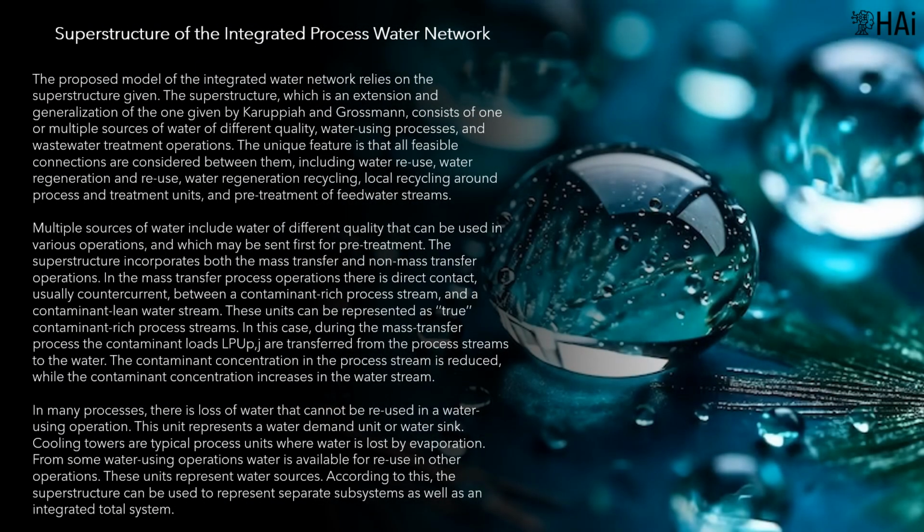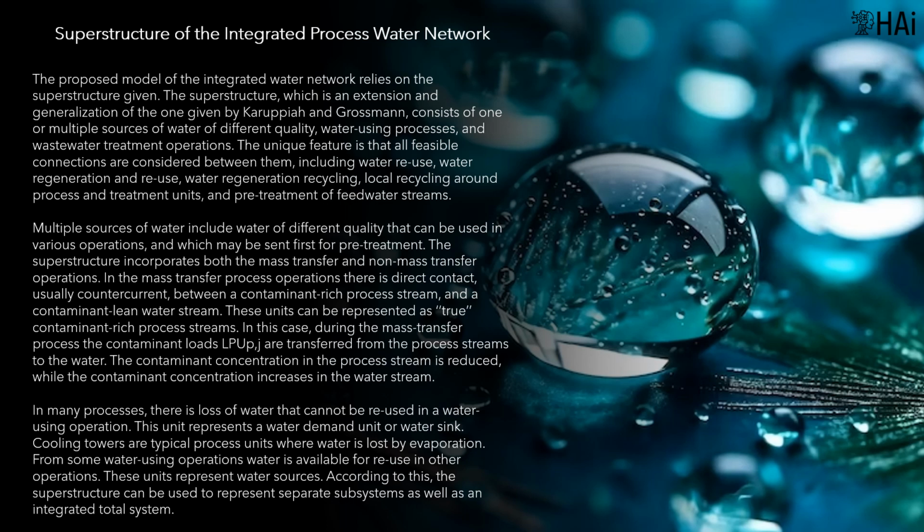The proposed model of the integrated water network is based on the given superstructure. The superstructure, which is an extension and generalization of that given by Karuppiah and Grossmann, consists of one or more water sources of different quality, water use processes, and wastewater treatment operations. The unique feature is that all feasible connections between them are considered, including water reuse, water regeneration and reuse, water regeneration recycling, local recycling around process and treatment units, and pre-treatment of feedwater streams.